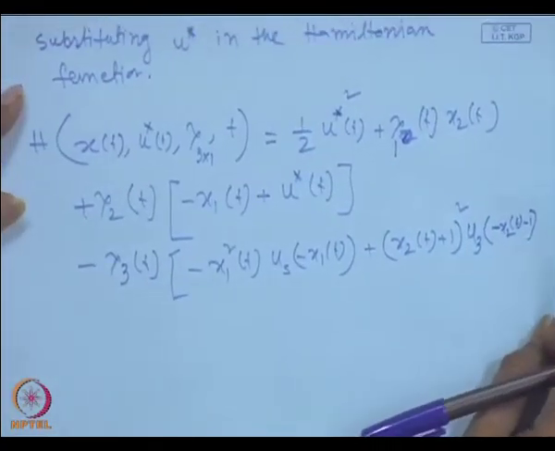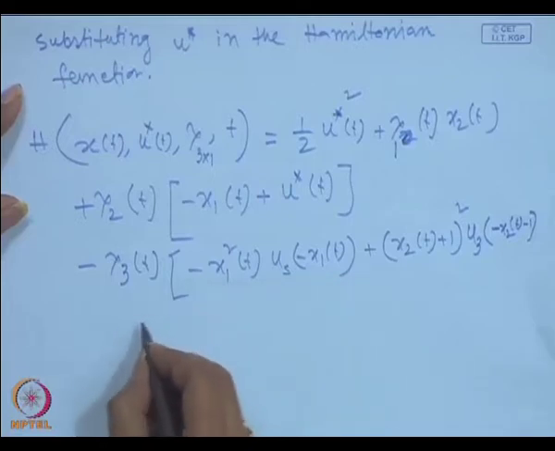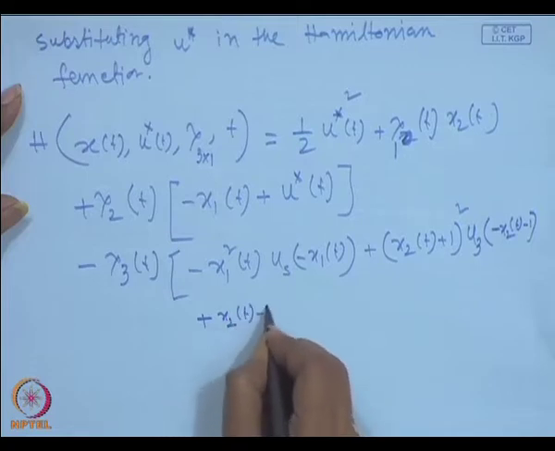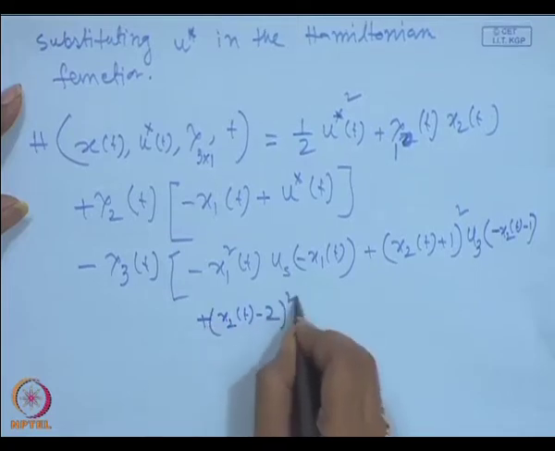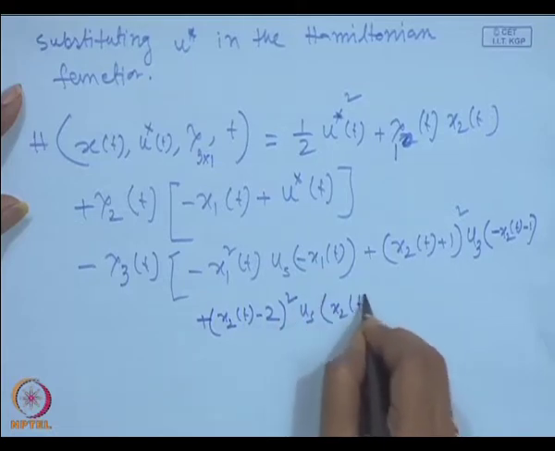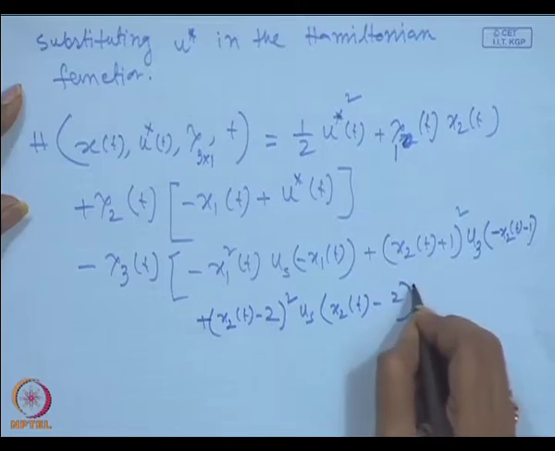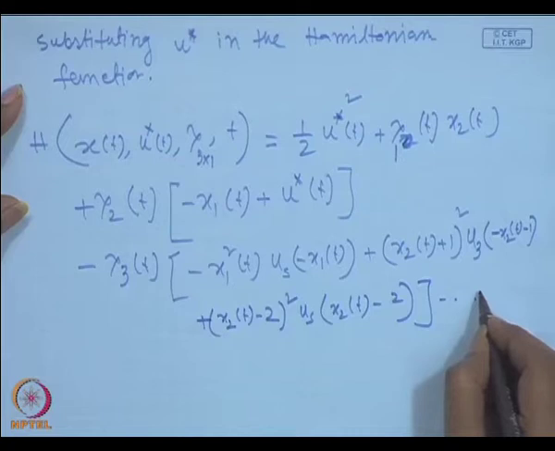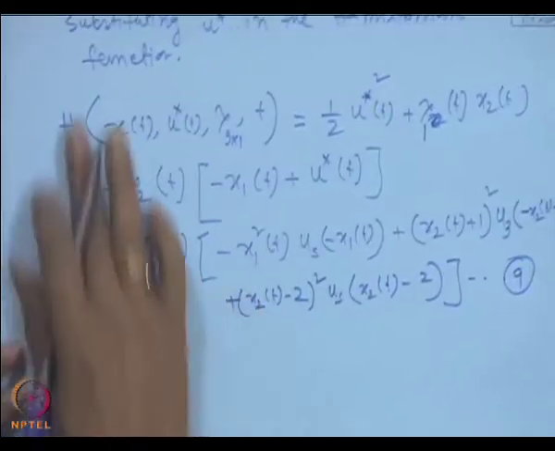Agree? Then minus, then it is plus x 2 of t minus 2 whole square, u star x 2 of t minus 2. Let us call this equation number 9, we had 8 and have now gone to 9. Now, this we got it.